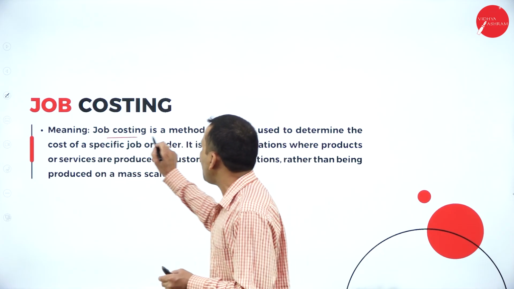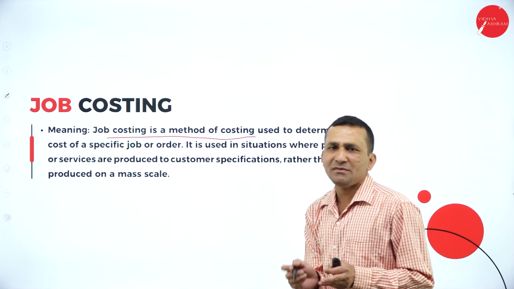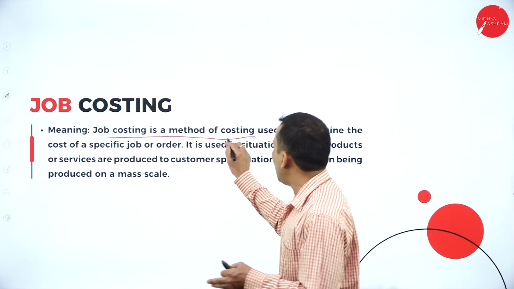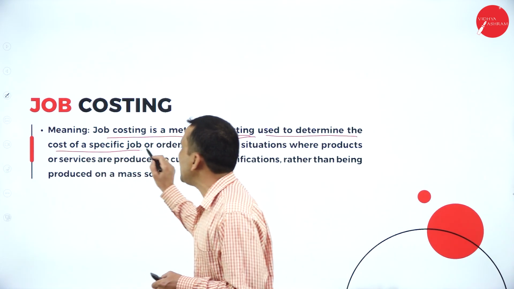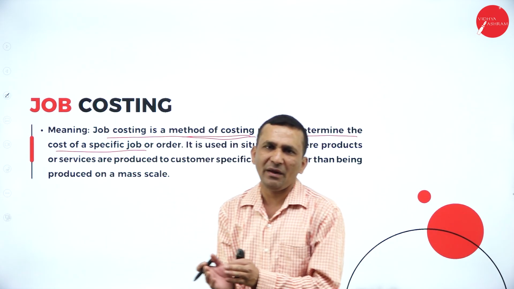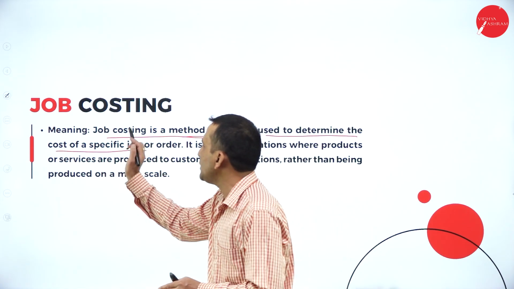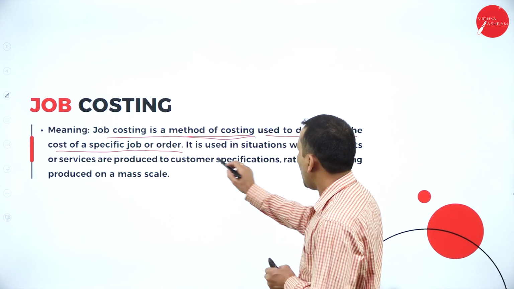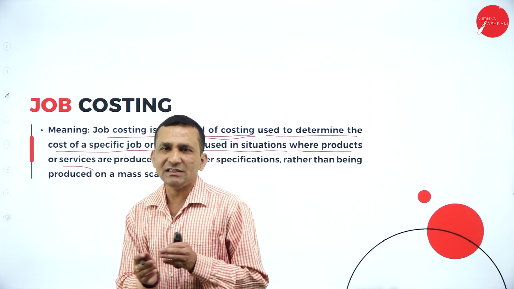Job costing is a method of costing, because in the last semester you studied a few concepts related to costing. Here, the method of costing is used to determine the cost of a specific job, because each job is a unique type of work. We find out the cost of the specific job or order that you get from the customers. It is used in situations where the product or service is produced to customer specification.